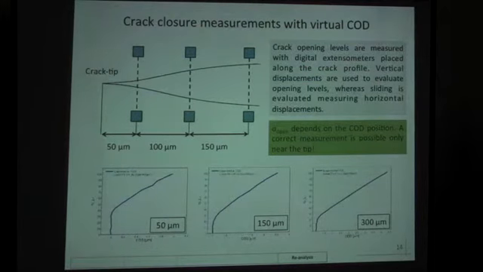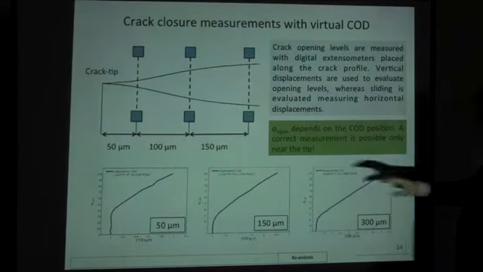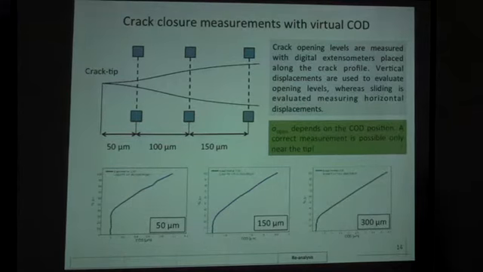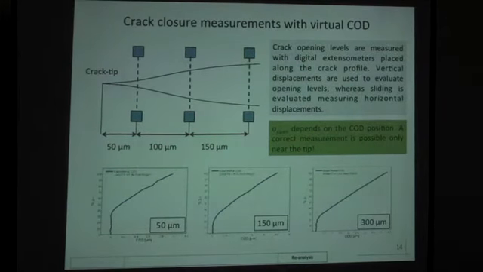So it means that also in this case with the COD, we have a tremendous effect of the distance where we take the opening loads. So we decided to concentrate on measurements that were taken very close to the crack tip. It is very close, it is a distance between 50 and 100 micron.